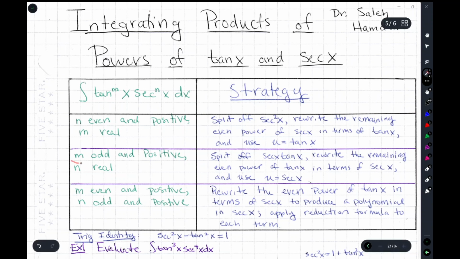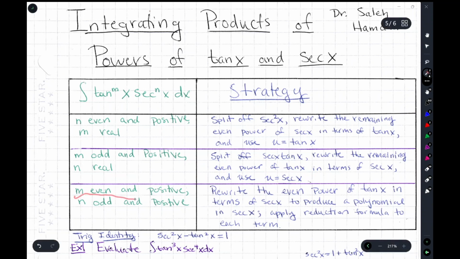On the other hand, if m is odd and positive and n is real, then the strategy is to split off a secant x tan x and rewrite the remaining even power of tan x in terms of secant x, and use the u substitution there.